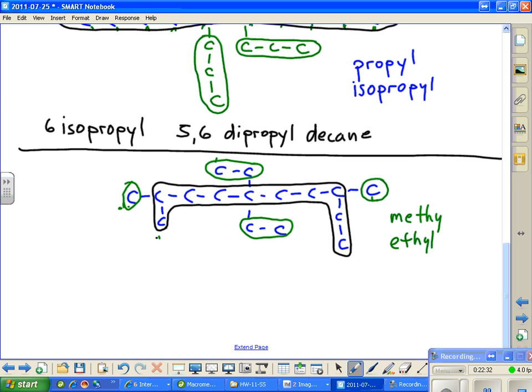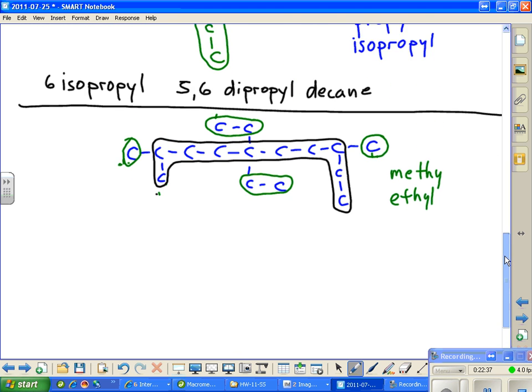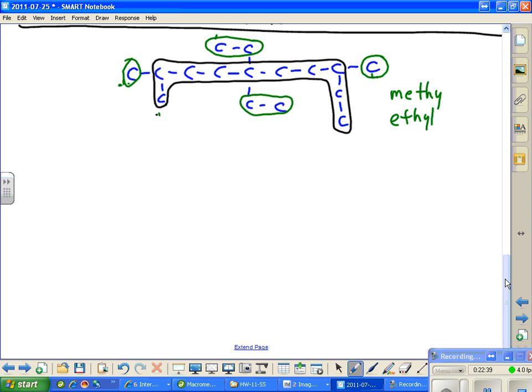Now, we're going to name this guy. So let's extend the page a little bit so we have a little bit more room here. And who should I start with? Ethyl. Okay. So where are the ethyls? Which end do we want to be number 1? The one on the left has to be number 1.